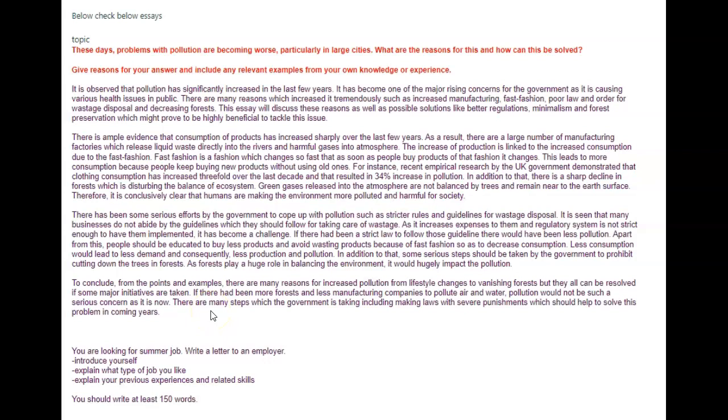To conclude from the points and examples, there are many reasons for increased pollution, from lifestyle changes to vanishing forests, but they all can be resolved if some major initiatives are taken. If there had been more forests, okay, and fewer manufacturing companies to pollute air and water, pollution would not be such a serious concern as it is now. Here you did a mixed conditional. Good. There are many steps which the government is taking, including making laws with severe punishments, which should help to solve this problem in coming years. Okay.